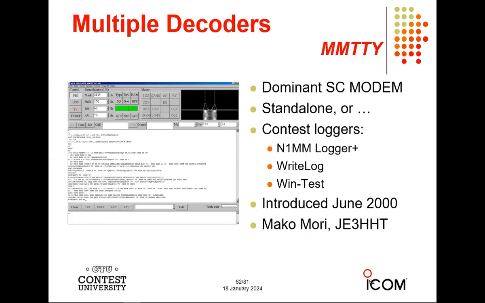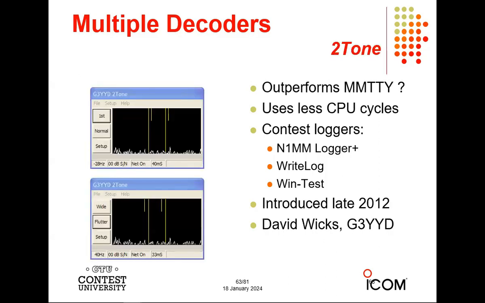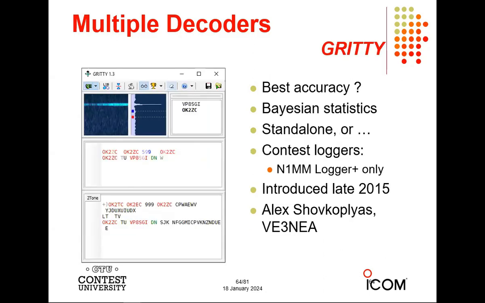This is just a summary of MMTTY, a little bit of history on it. Same thing for 2Tone. And another one that's not used a lot, but you can integrate it with N1MM, is called RTTY, written by the Russian up in Canada that wrote all of our skimmer software. Alex wrote this decoder, and it is really sophisticated. It will print something, and a couple seconds later, it'll go back and reprint it, correcting what it already had on the screen based on some Bayesian statistics on the signals it's processing. So it's very capable, but it's not in wide use, mainly 2Tone and MMTTY.